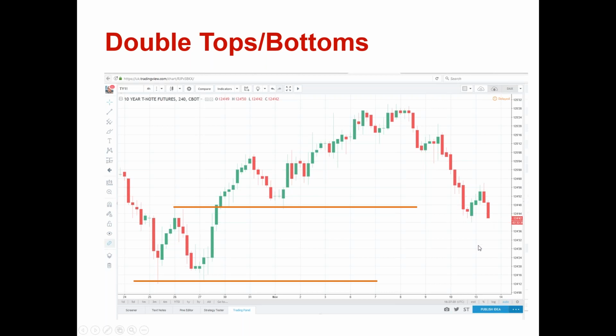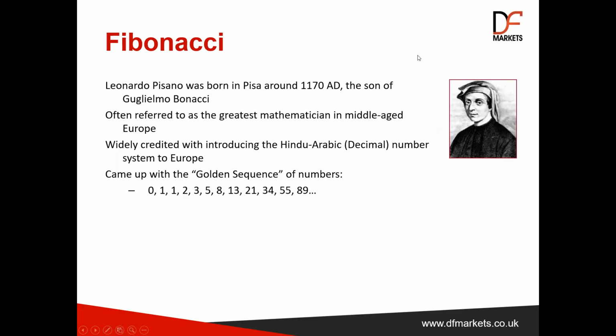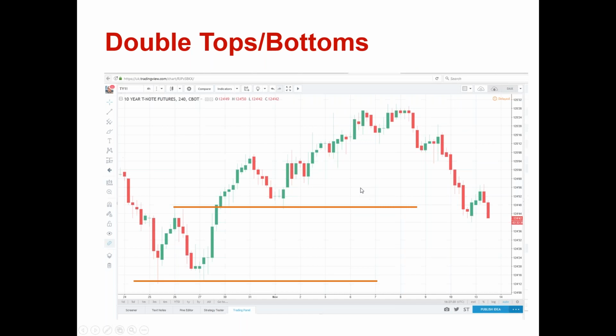And I do believe we're back down here now. I put this slide together yesterday. We have continued back down, and we're probably due to retest this area here at 124, 124.12 for the 10-year notes in the US once more. So that's double tops and double bottoms, and again, we're just drawing horizontal lines on the charts.